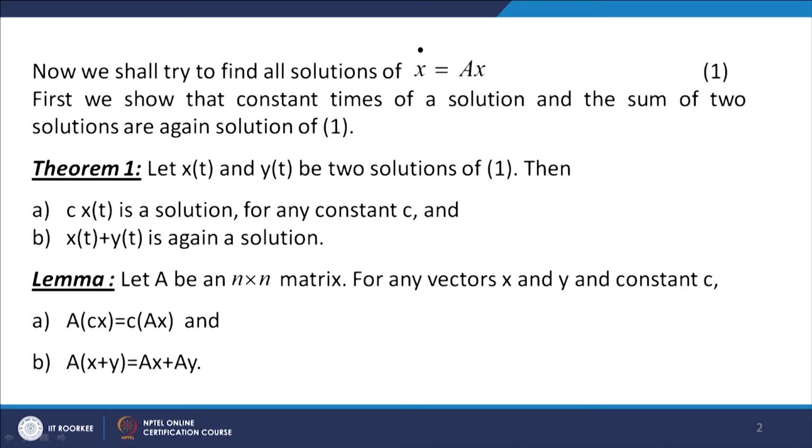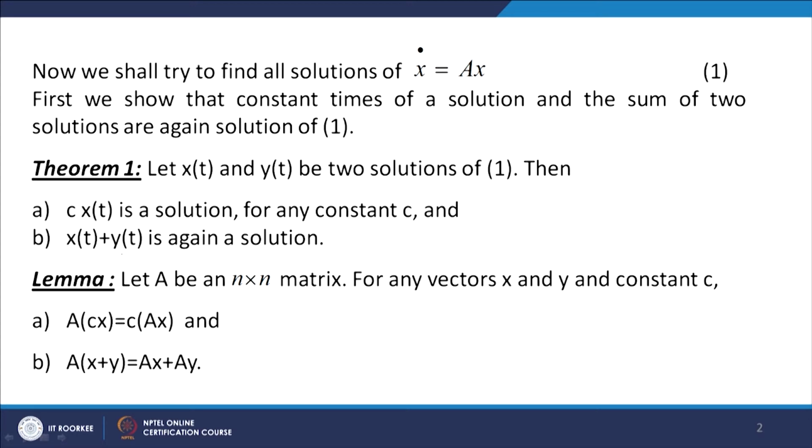So, when you want to prove that c x(t) is a solution, you need to show that d over dt of c x(t) is equal to A into c x(t). Now, d over dt of c x(t) will be c times dx over dt, which will be c times Ax, and c times Ax is equal to A times cx. So, we get d over dt of c x(t) equal to A into c x(t), and therefore, c x(t) is a solution of the differential equation x dot equal to Ax.